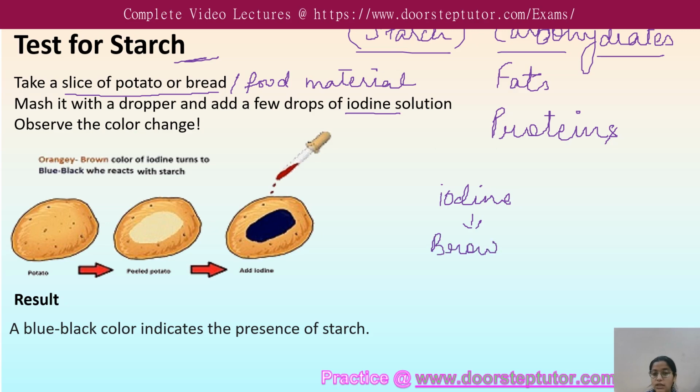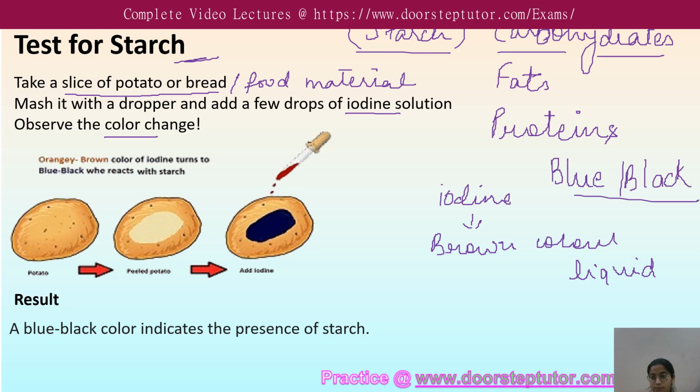So iodine solution is a brown colored liquid, or a brown colored chemical, right? We add a few drops of iodine solution to the potato, and we see the color change happening. What happens? This brown color solution changes to blue black if starch is present, right?